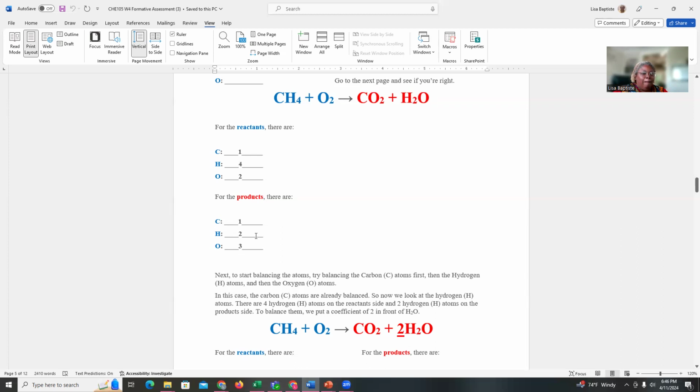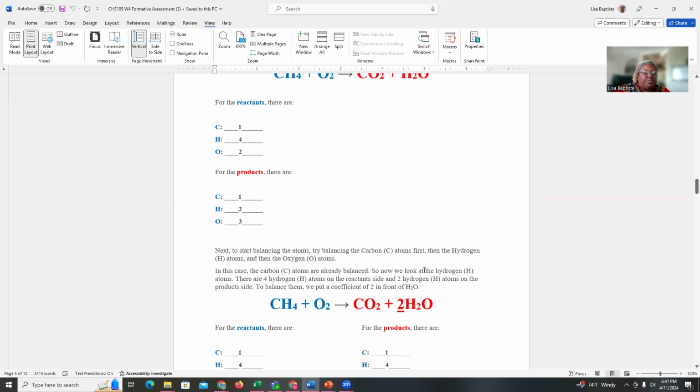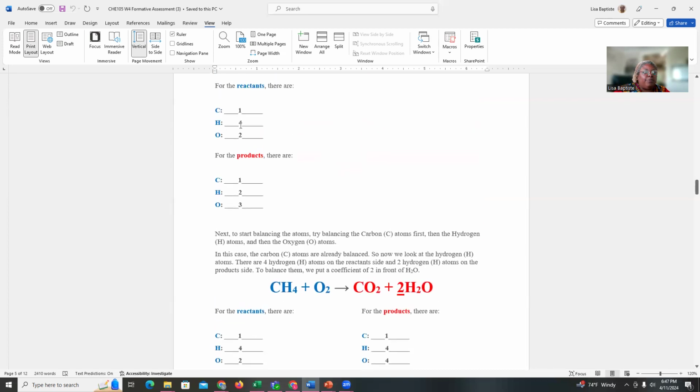So, let's start with our hydrogen. We have four on the reactant side, two on the product side. If we put a coefficient of two, okay, anytime you're adding coefficients to balance, you always put it at the beginning of the compound because it is going to represent everything in that compound. And so we put a 2 in front of H2O. When we do that, the coefficient times the subscript gives us the total number of atoms of hydrogen. So 2 times 2 will give us 4 for hydrogen. So now hydrogen is balanced on both sides.